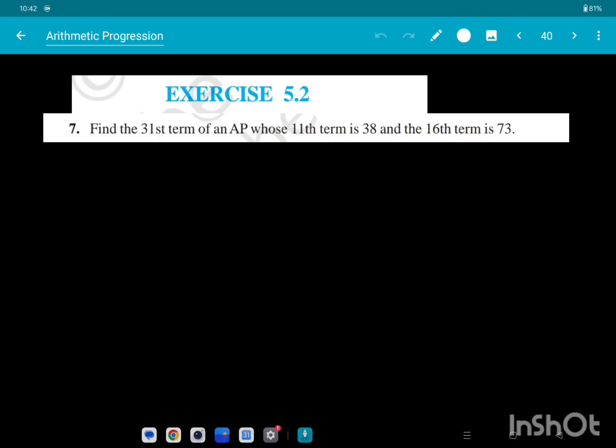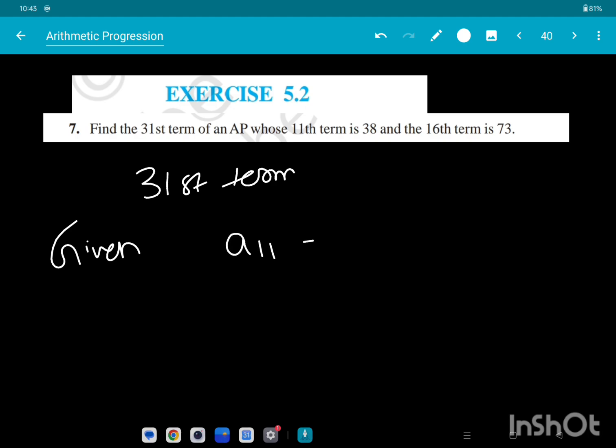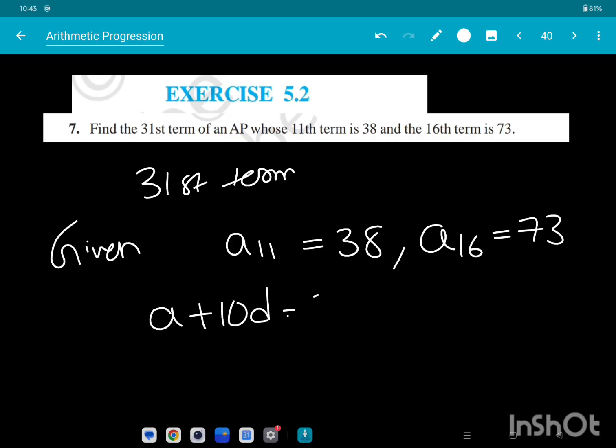Find the 31st term of an AP whose 11th term is 38 and 16th term is 73. So here we need to find the 31st term. How can we find the 31st term if I know the A value and the D value, right? How can we find the A and D value? It was given that the 11th term, which means A11, is 38 and the 16th term, which means A16, is equal to 73. Can I write it as A plus 10D is equal to 38 and this as A plus 15D is equal to 73.